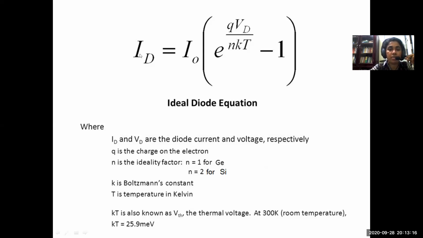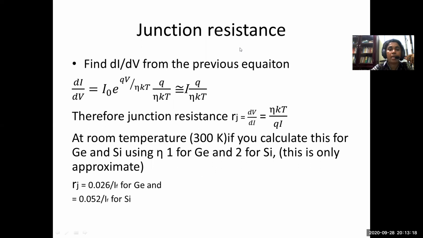So you differentiate I with respect to V, and you will be getting dI by dV equal to I0 e raised to qV by nkT, or eta kT, multiplied by q by eta kT, or nkT. N or eta both are the same. You either use n throughout or use eta throughout. Anyway, it is the ideality factor.